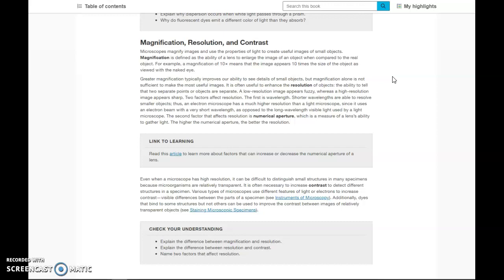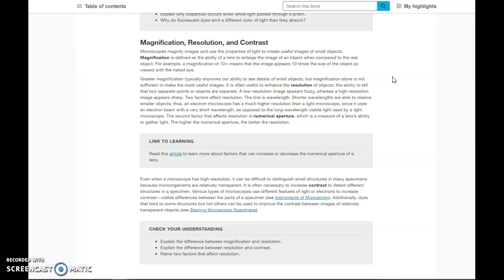Resolution is to be able to tell that two objects are separate. In other words, resolution is really the sharpness of the image. You want to have high resolution to be able to distinguish between different parts of an object. If you have poor resolution, then your image is going to be fuzzy. Okay, and our wavelength affects resolution, and then the aperture affects resolution.